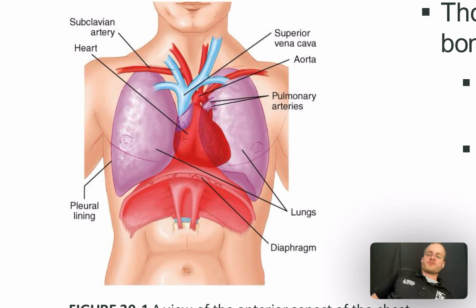What are some of the other muscles that we can use in breathing? The intercostals, right? That is the muscle between the ribs. And so there is some striated skeletal muscle between the ribs that aids us in breathing. Okay.